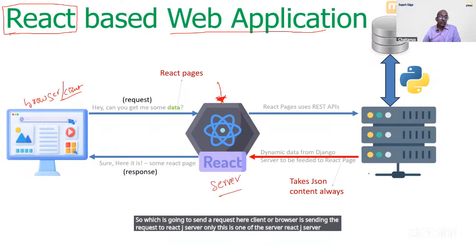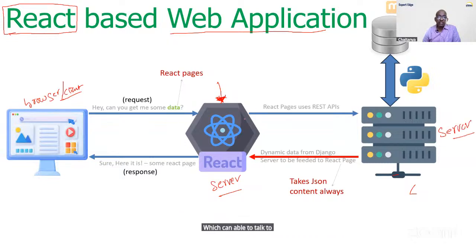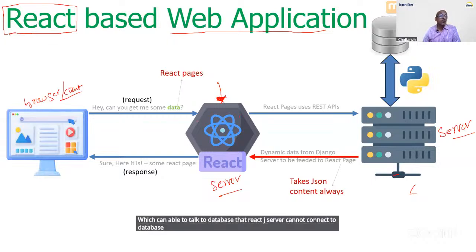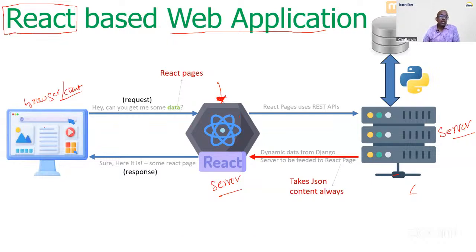So there is another server which is able to connect to the database. This is my server which can connect to the database. But the React JS server cannot connect to the database. It is just a server which is available only for receiving the request and sending the response to the client. The client knows only the React JS server and sends the request to only the React JS server.